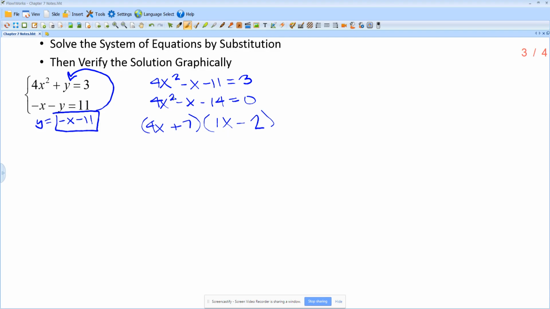4x times x gives me 4x squared. 7 times negative 2 gives me negative 14. And if you were to multiply outside and inside, you'd get a positive 7x and a negative 8x, which combined would give me this negative x. Again, if you want to do the other sort of more structured approach, feel free. Here I get x is equal to negative 4/7. Here I get x is equal to 2.